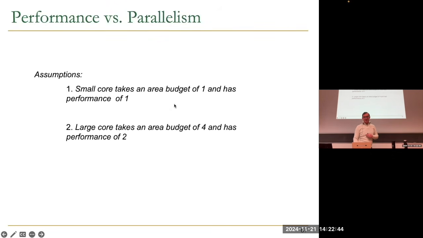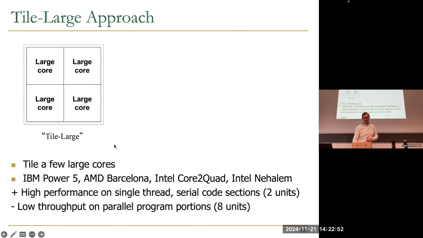So we're going to make some assumptions over here. Small core takes an area budget of 1 and has a performance of 1. Large core takes an area budget of 4 and has a performance of 2. This is the tile large approach like IBM and also other folks.